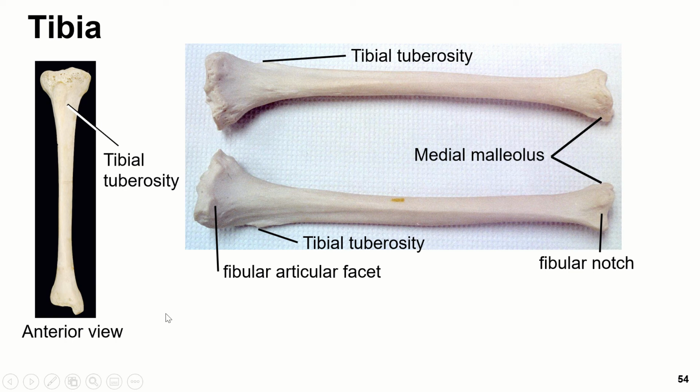If we have a medial something, we have a lateral something. But the tibia doesn't have a lateral malleolus. The lateral malleolus is on the fibula. The tibia does have on the lateral side a fibular notch that the distal end of the fibula fits in.